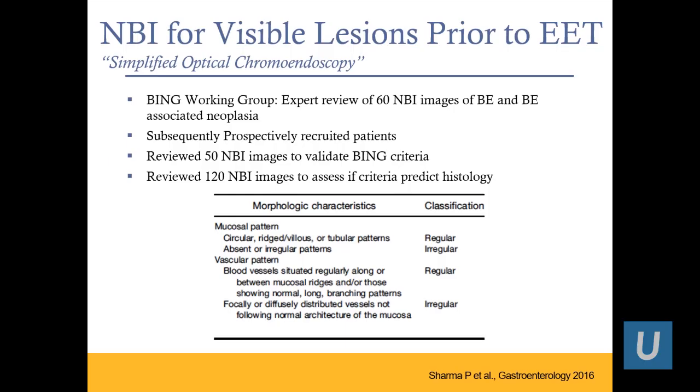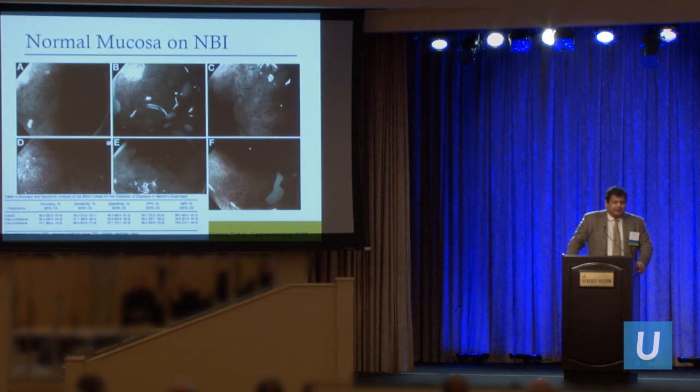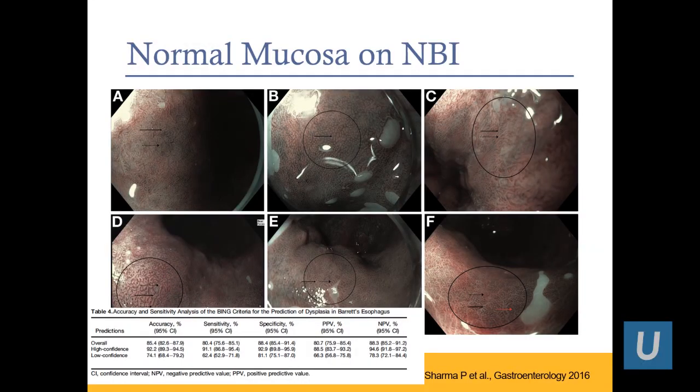You can look at the mucosa and see if it looks normal or if it has absent or irregular patterns. And then you can look at the blood vessels and see if they're regularly situated or if they're diffusely distributed and don't follow normal glandular architecture. So these are all pictures of patients who have normal mucosa on NBI. And you can see in general the glands are all pretty well spaced.